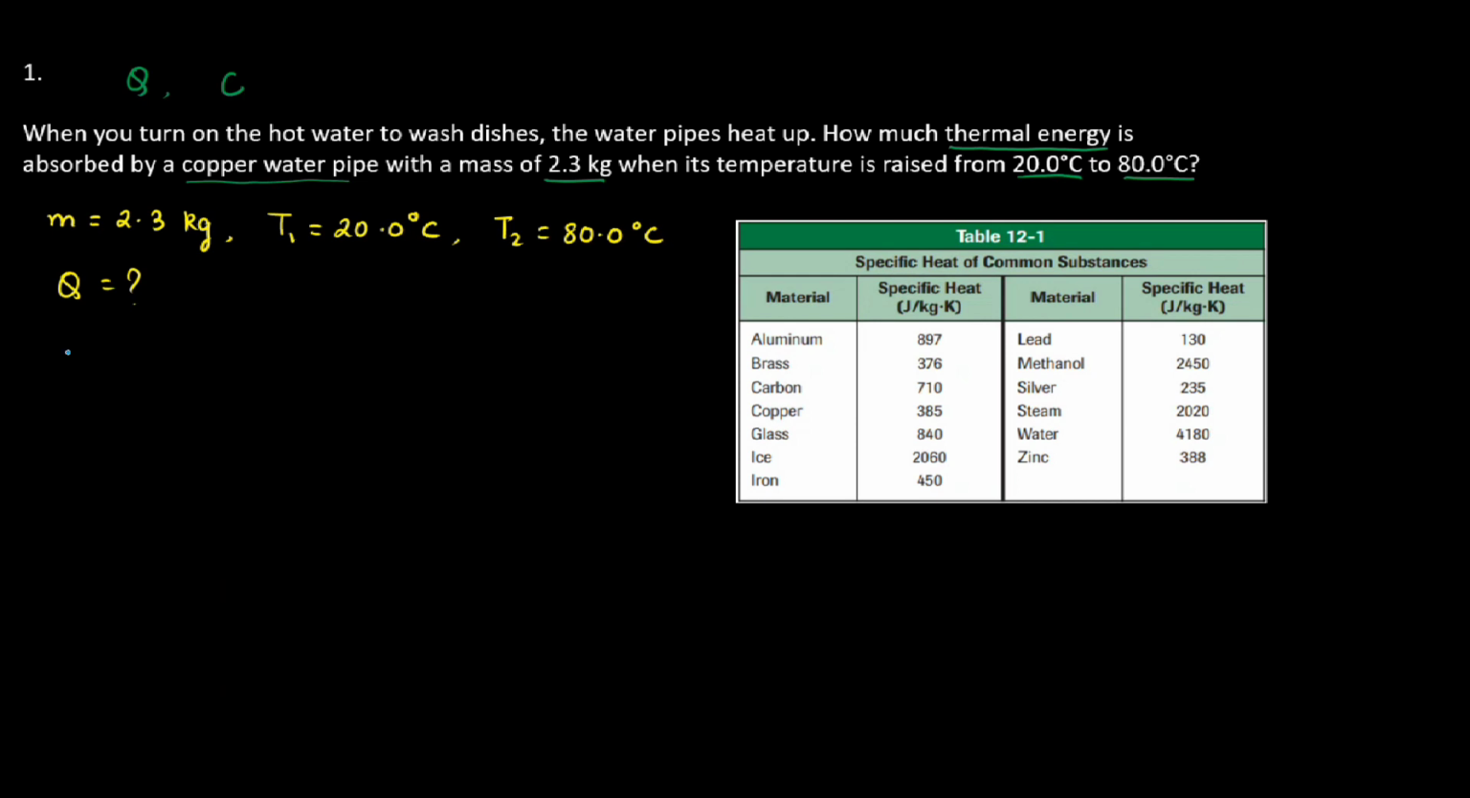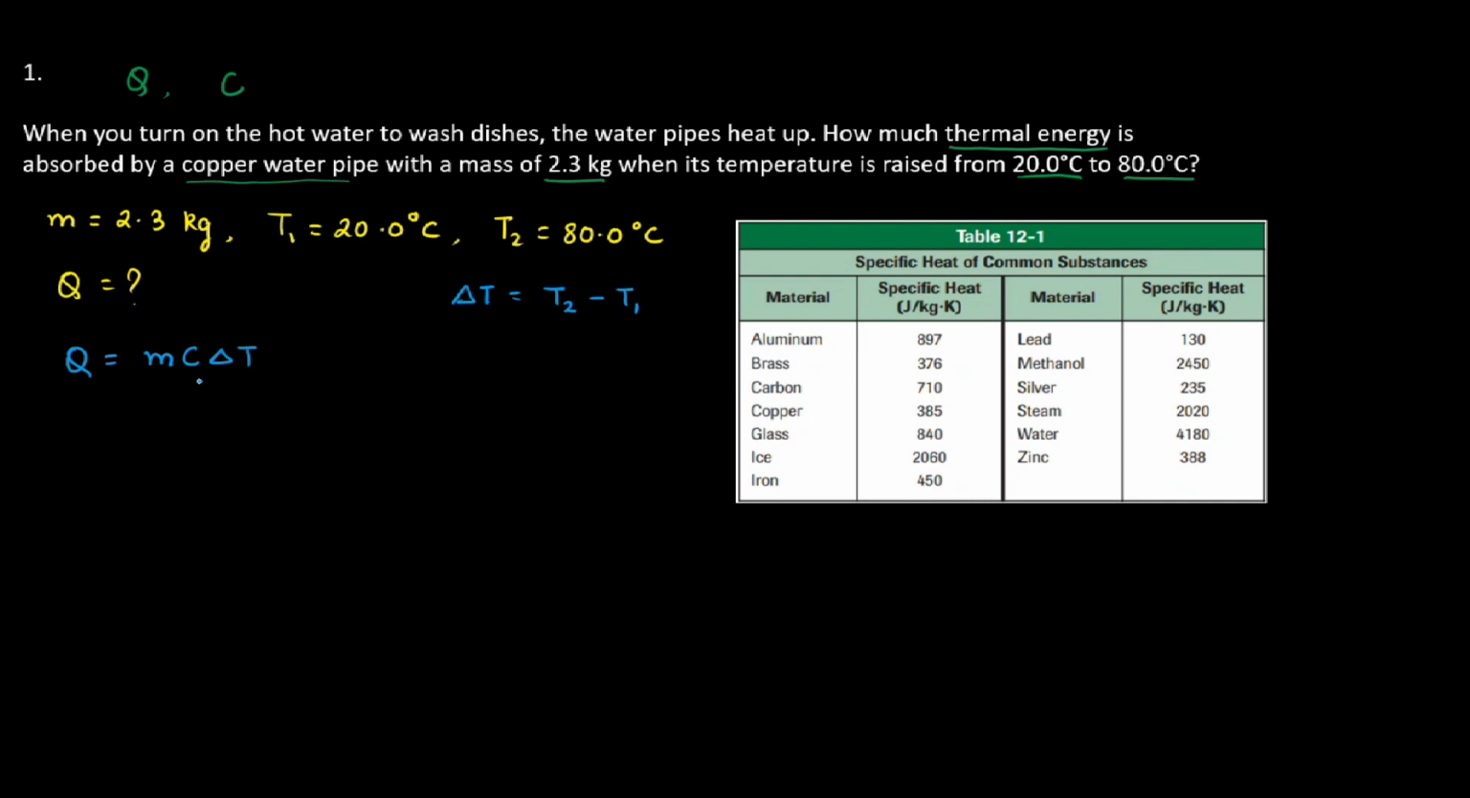So thermal energy Q is given by mc times delta T, where m is the mass of the object, C is its specific heat capacity, and delta T is the change in temperature. So the change in temperature delta T you can write as the final temperature minus the initial temperature, T2 minus T1.